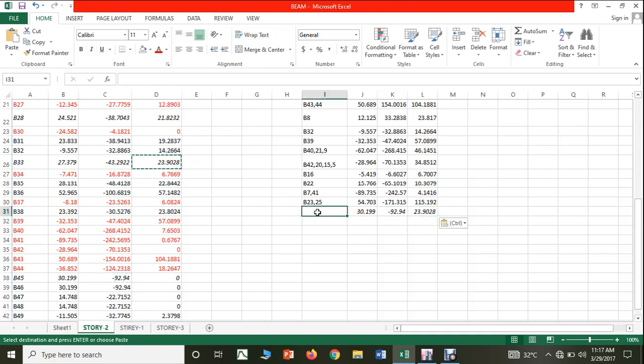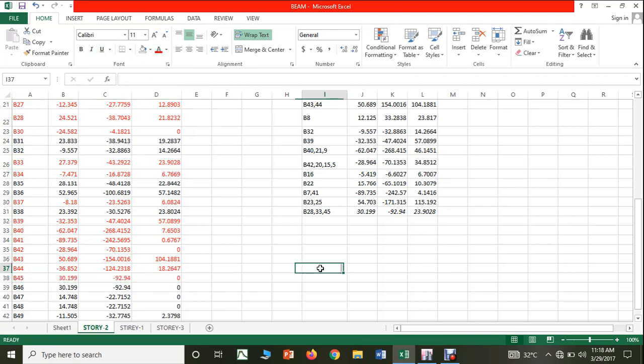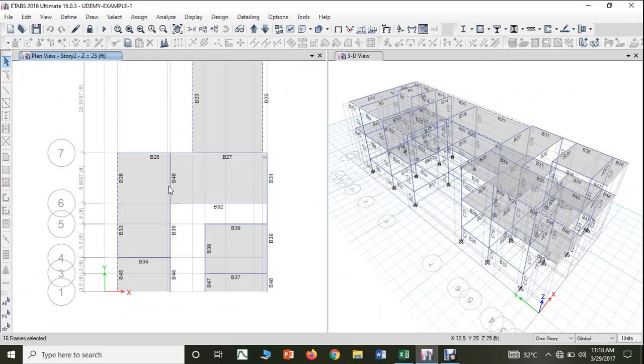So therefore I can write beam 28, 33 and 45. Okay, so then similarly I can go to 49, 35, 46.